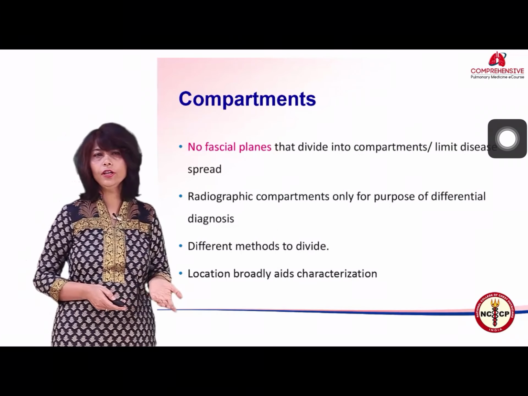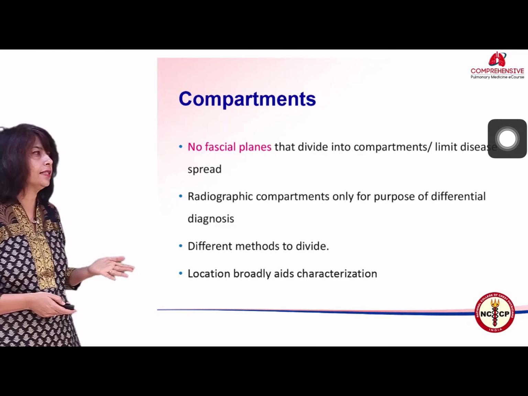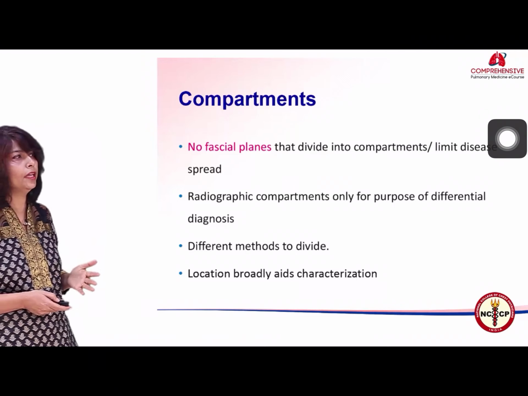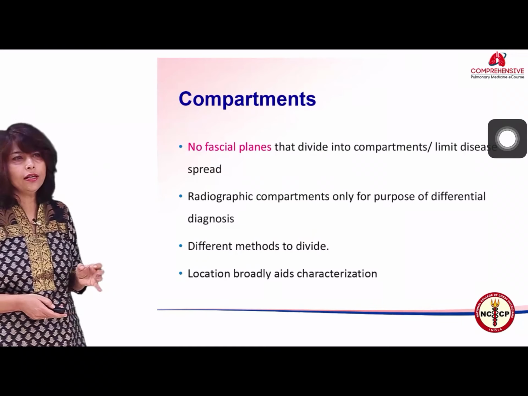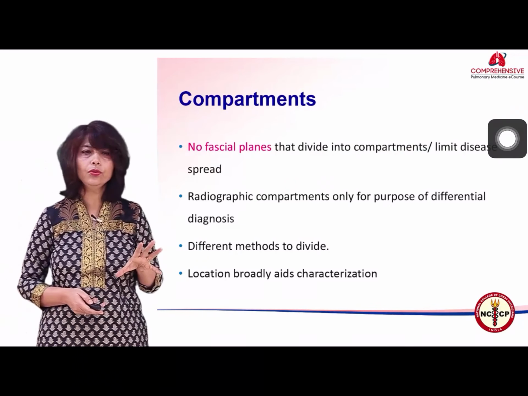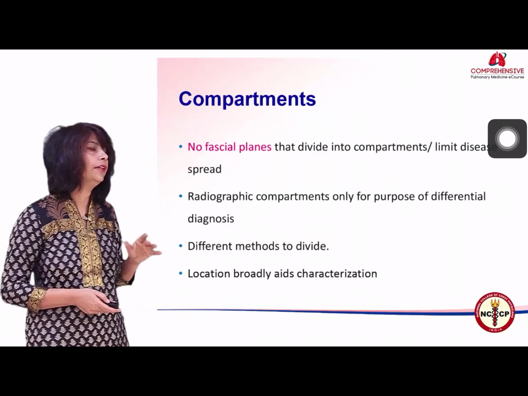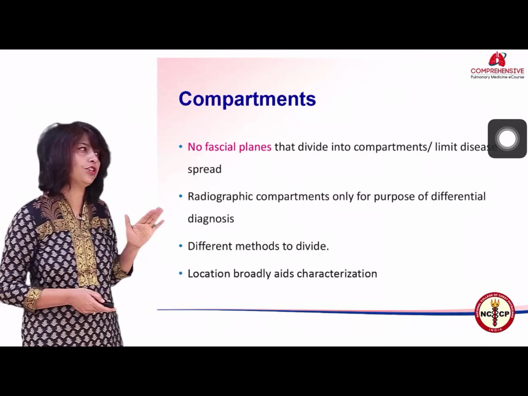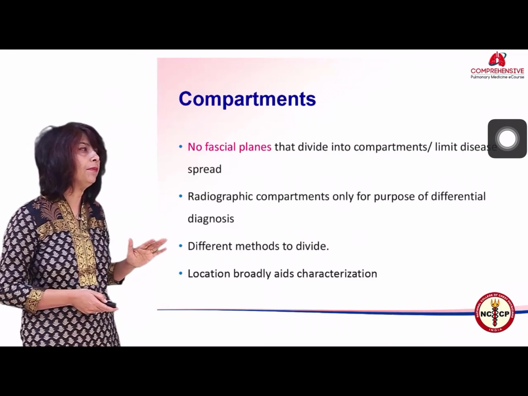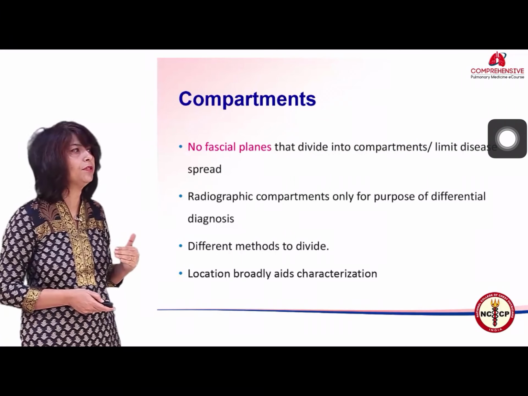Then you have often heard of anterior mediastinum, middle mediastinum, posterior mediastinum. What are these compartments? Essentially, from an anatomy point of view, there are no compartments. In the lung, we had fissure, but in the mediastinum, there are no fascial planes. The compartments are simply for descriptive purpose.